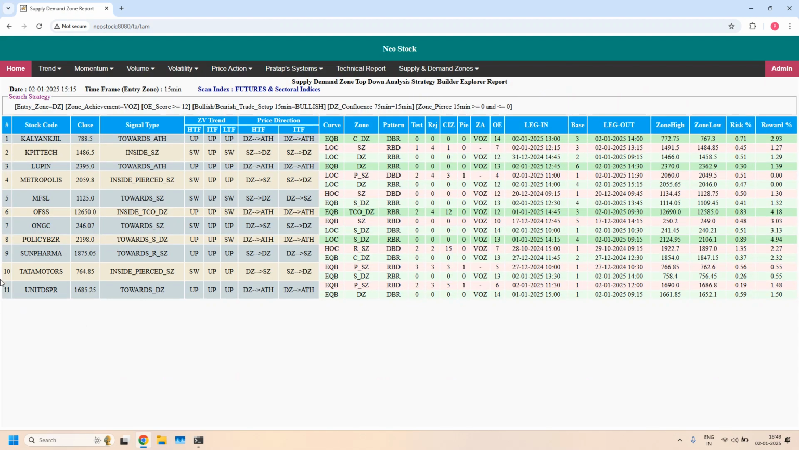Now the list has come down to 11. In all these 11 stocks, these 15 minutes demand zones are part of the 75 minutes demand zone, and the 75 minutes trend is up in all these stocks. If any of these 75 minutes demand zones have daily EMA confluence, they are even more high probability trade setup supported stocks.